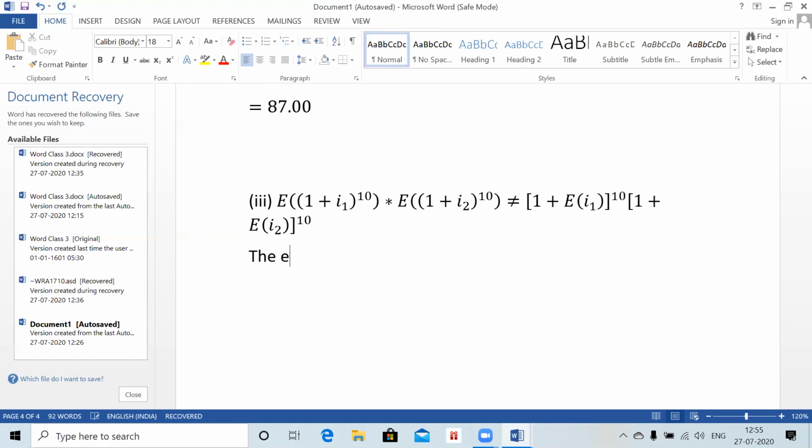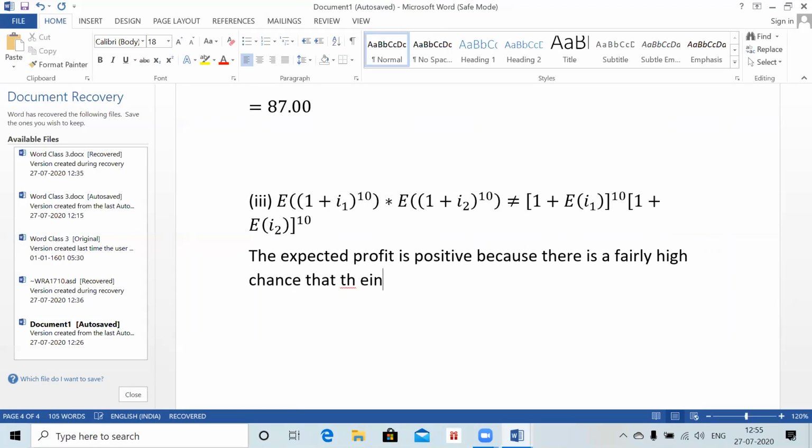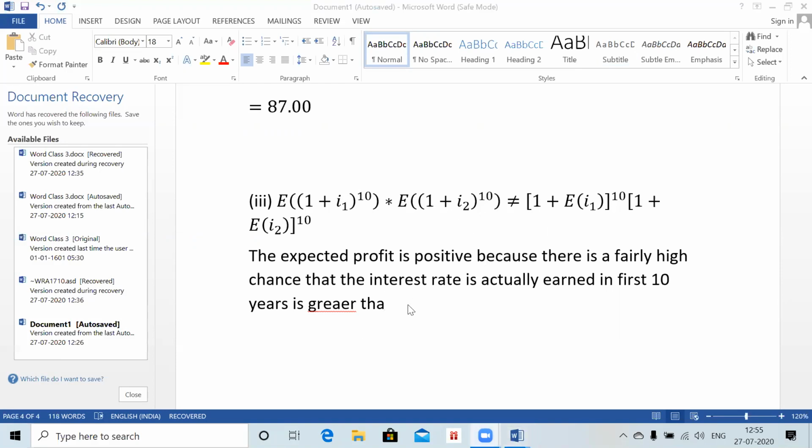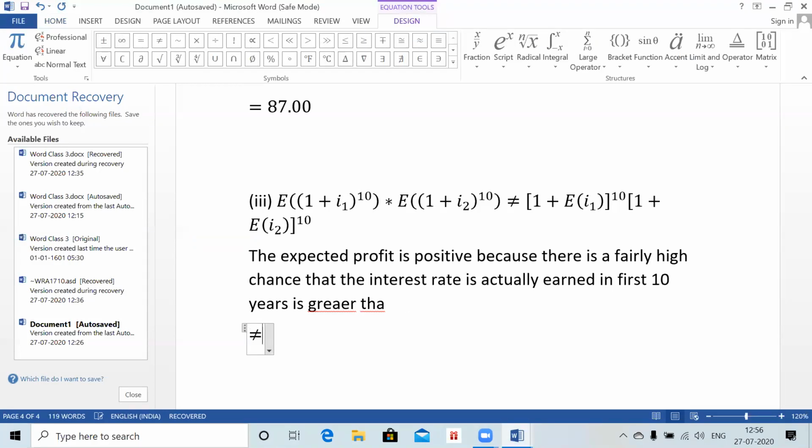Okay. The expected profit is positive because there is a fairly high chance that the interest rate actually earned in the first 10 years is greater. Alt equal to backslash any. Alt equal to backslash any space.